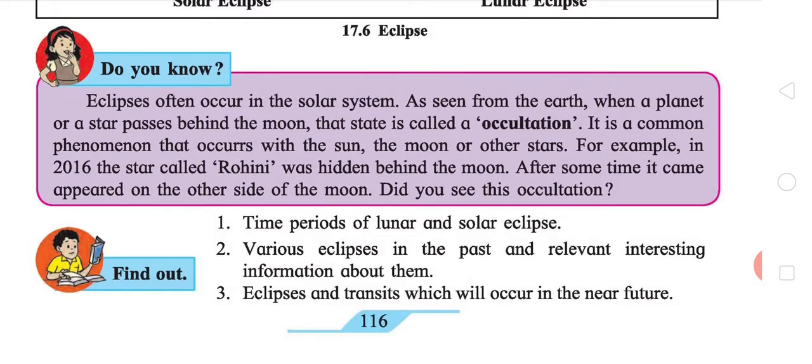Do you know? Eclipses often occur in the solar system. As seen from the Earth, when a planet or a star passes behind the moon, that state is called an occultation. It is a common phenomenon that occurs with the sun, the moon, or other stars. For example, in 2016, the star called Rohini was hidden behind the moon. After some time, it appeared on the other side of the moon. Did you see this occultation?